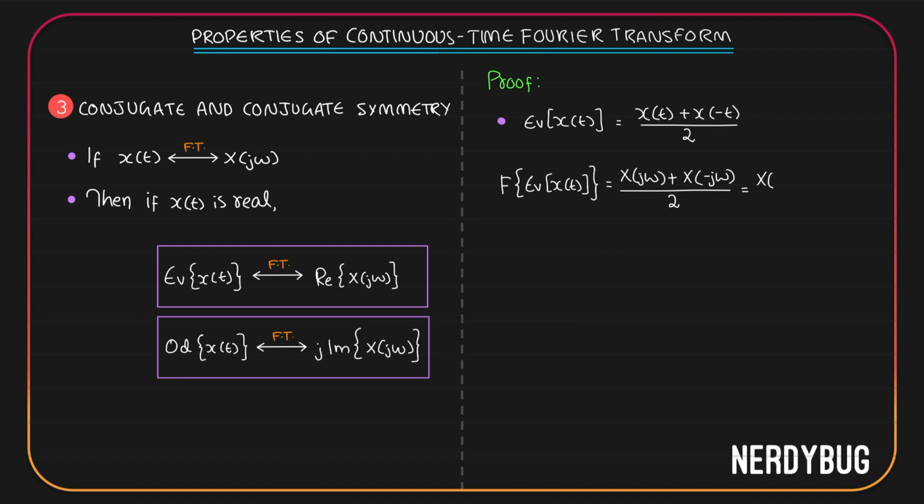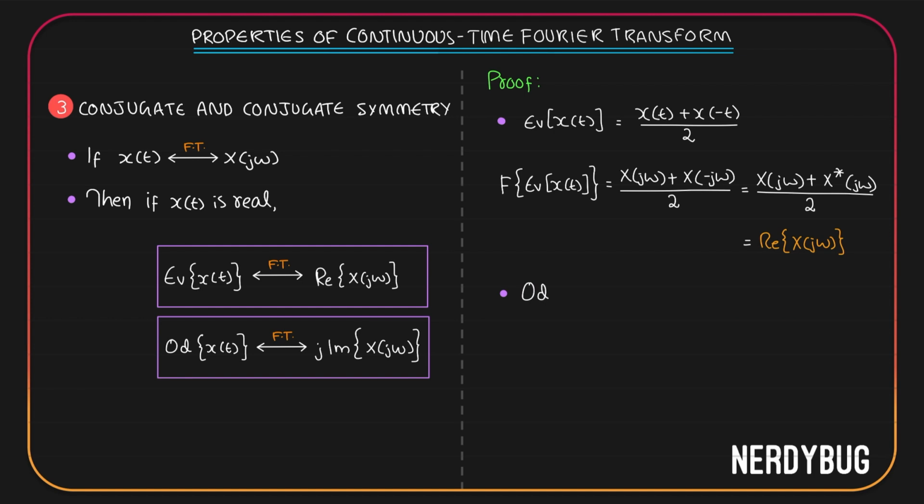we get X of j omega plus X conjugate of j omega divided by 2. Now, if X of j omega is of the form a plus jb, then X conjugate of j omega is a minus jb. If you add both of them, the imaginary parts cancel. You get 2a divided by 2, you just get a, which is the real part. So, X of j omega plus X conjugate of j omega by 2 will simply give you the real part of X of j omega.